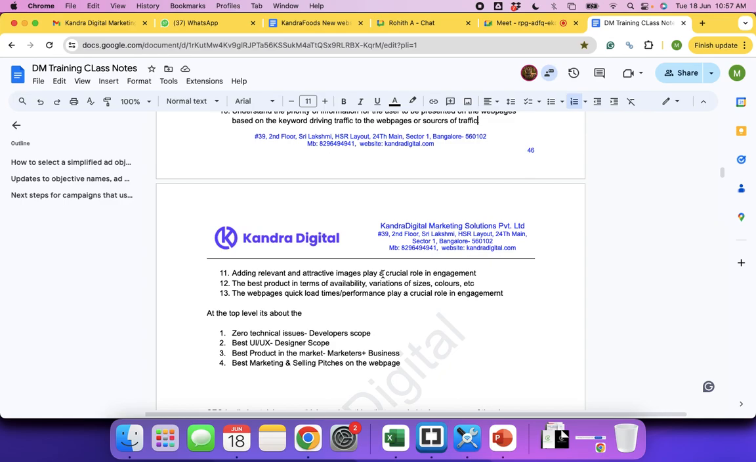Okay, best UI UX. Best UI UX is also done by UI UX designers. Okay, scope of UI slash UX designers, but digital marketers play a crucial role. Okay, see, you are going to plan what kind of information has to be presented on the web page. So I'll show you one example.